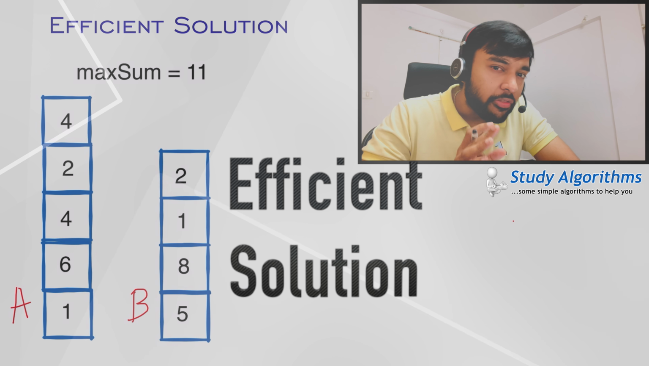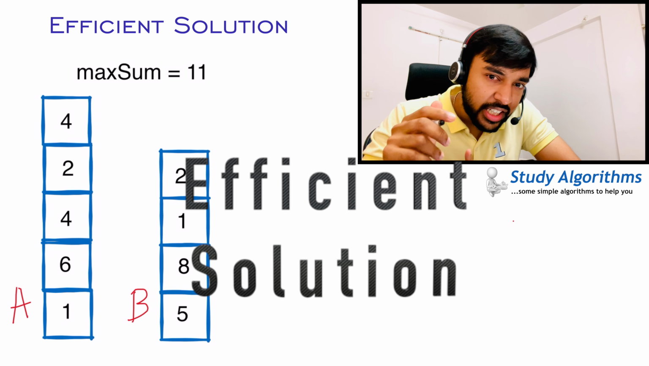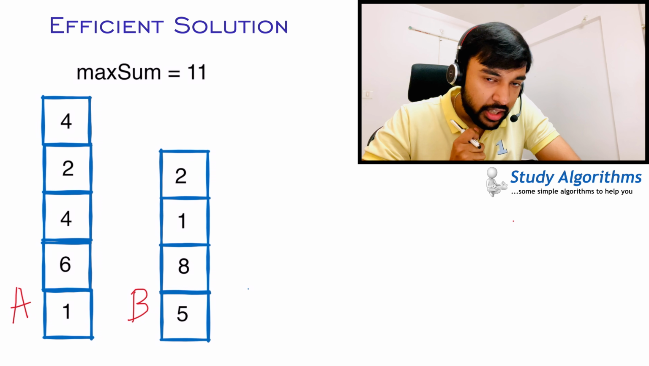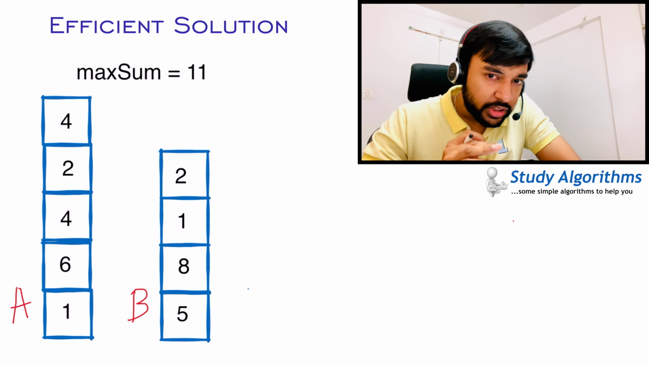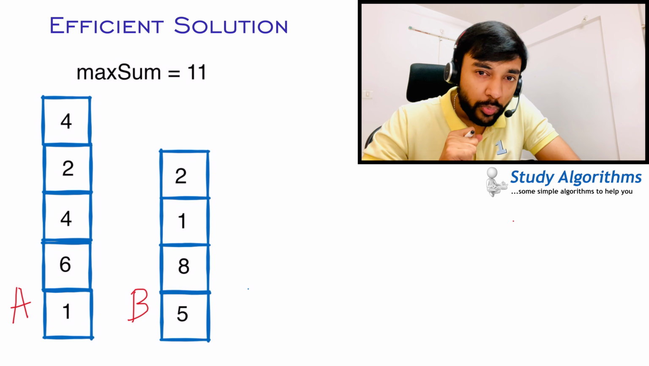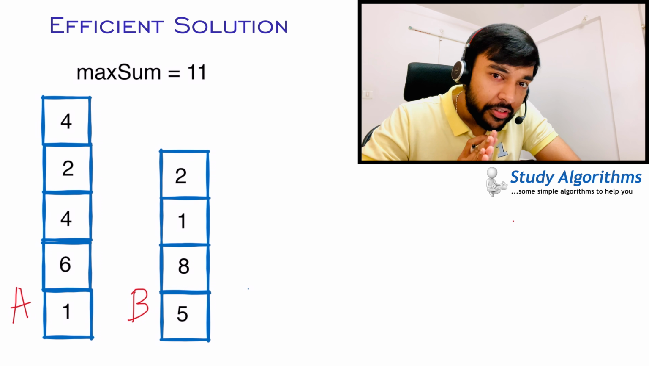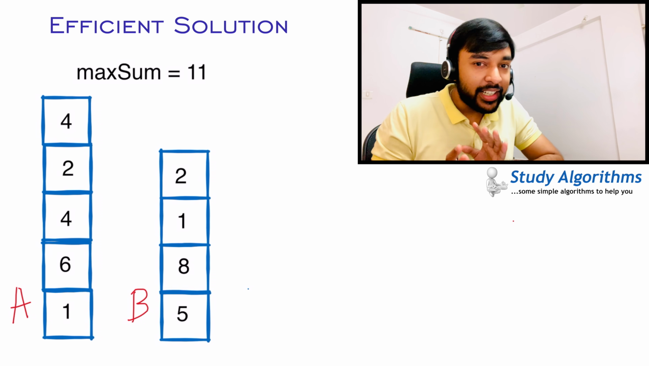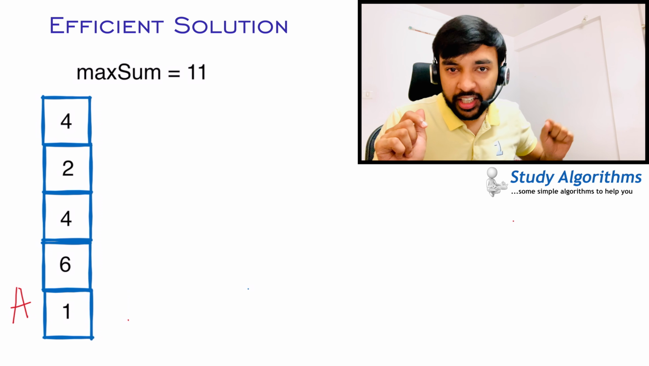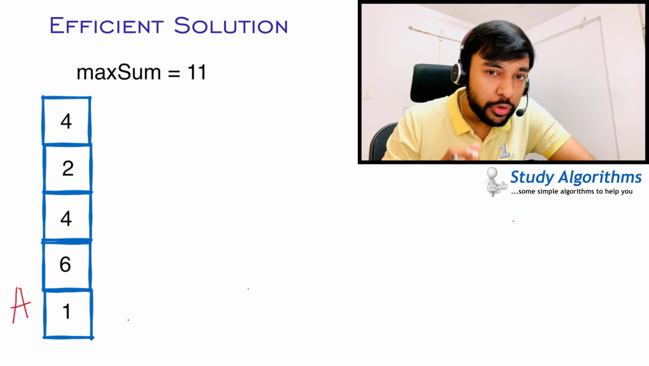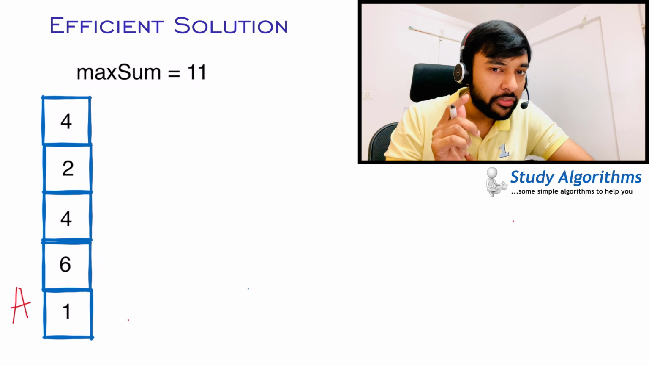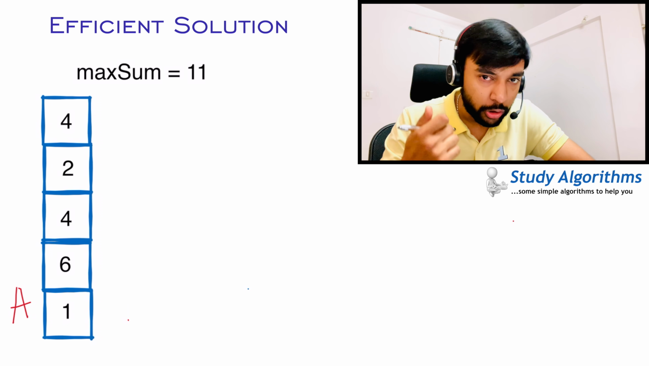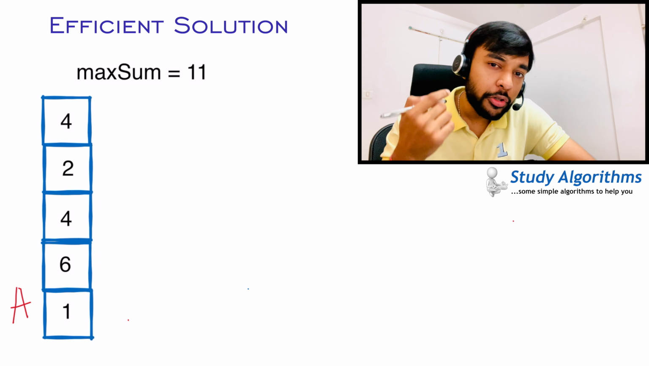To come up with an efficient solution to the problem, let us take up our test case once again. You have two stacks A and B, right? Try to think about this problem one step at a time. What would happen if you had only one stack? So for a moment, let us say that stack B did not exist at all. You just have stack A and you have a value of maximum sum. You need to find out how many elements you can pop. So what would you have done?